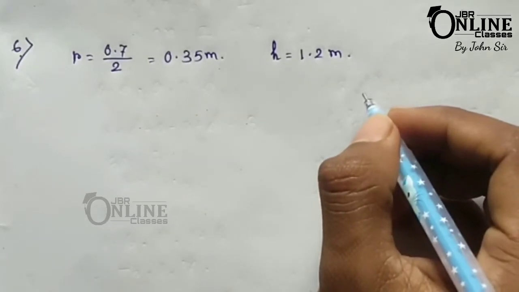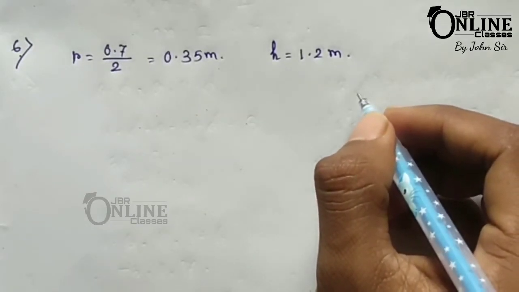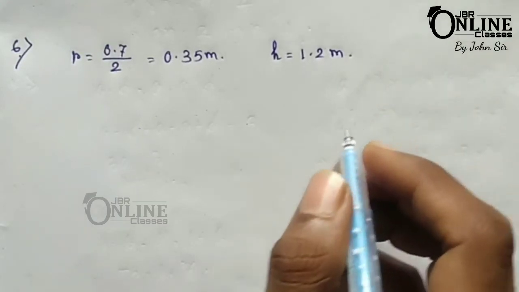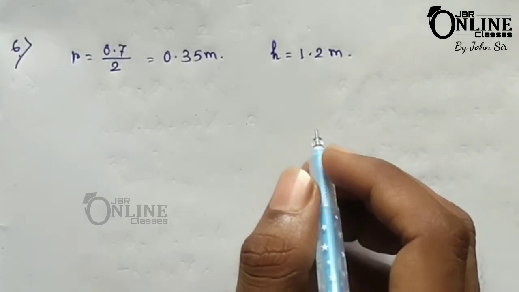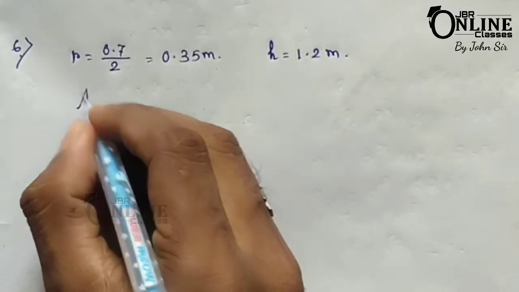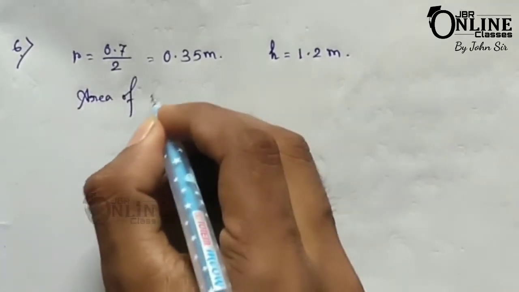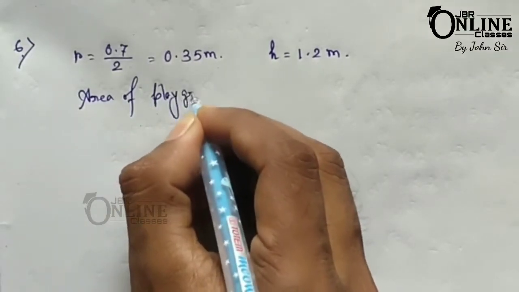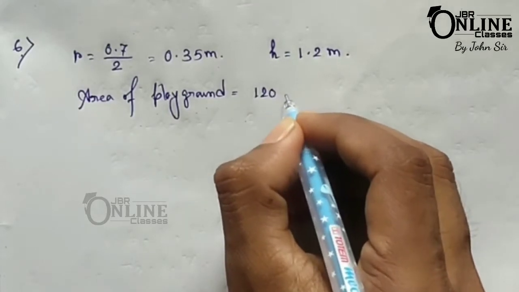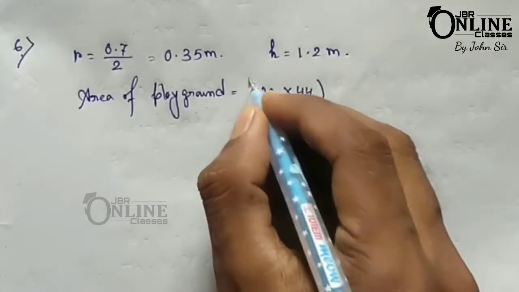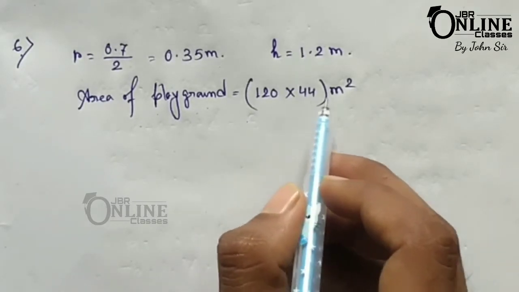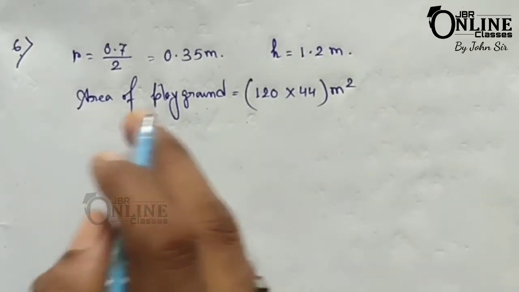Now find the least number of revolutions that the road roller must make in order to level a playground of size 120 meter by 44 meter. So the size of the playground, that means the area of the playground, equals 120 meter into 44 meter. So that means 120 into 44 meter square. That is the area of the playground.